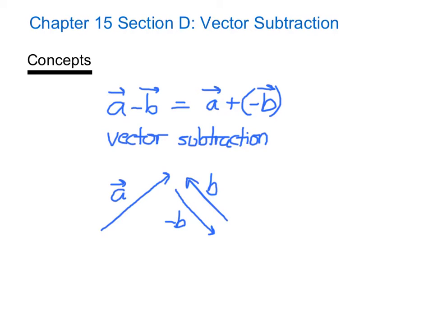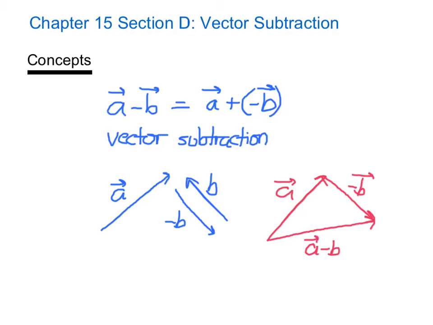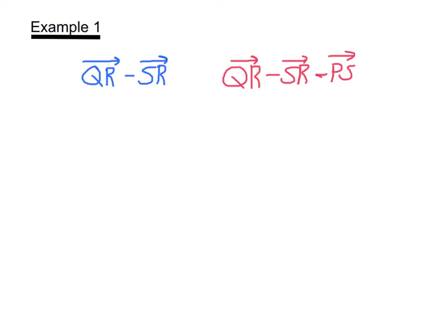And so I can draw vector A here, draw the negative of vector B here, and then it's very much like addition. I draw my resultant vector from the tail of vector A to the tip of the negative of vector B, and I have the expression A minus B. And these should have arrows over them as well. And that's vector subtraction. It's that easy.